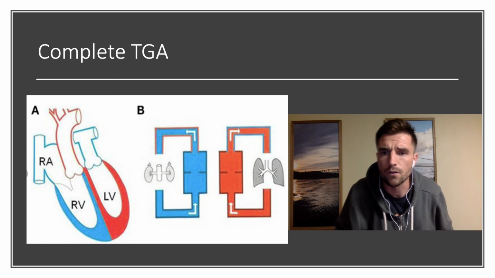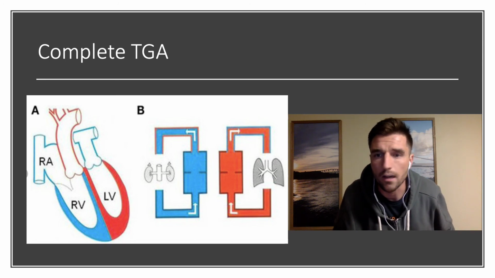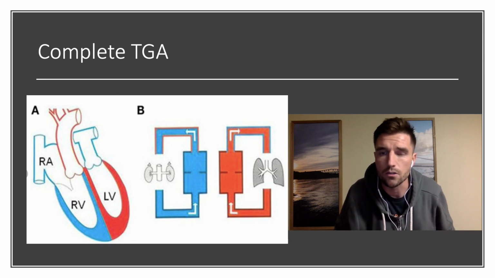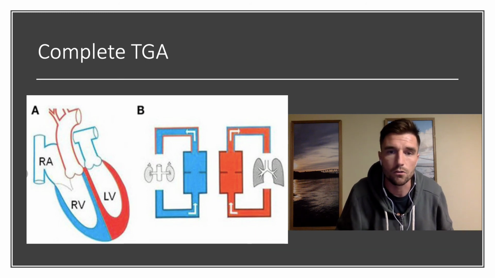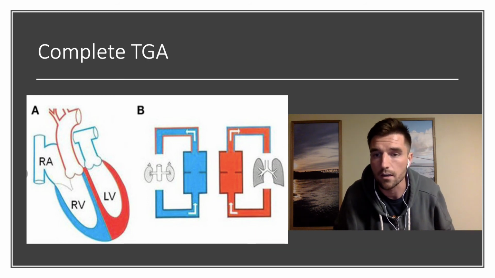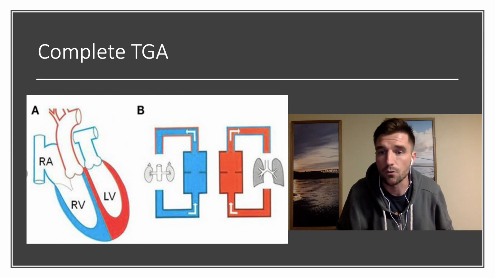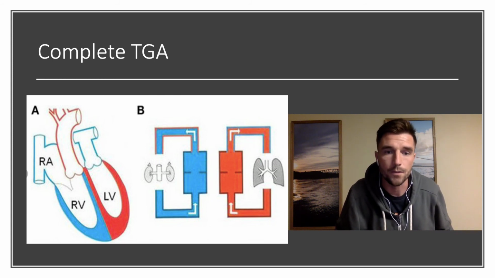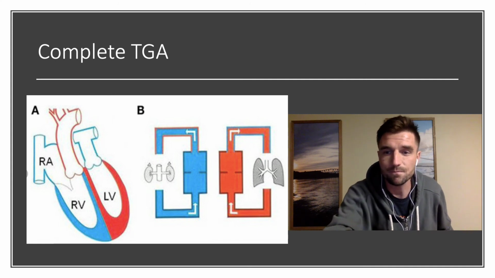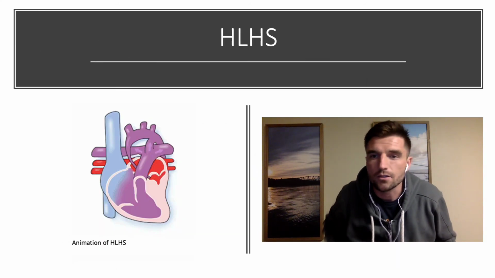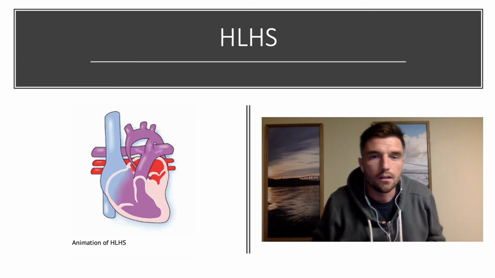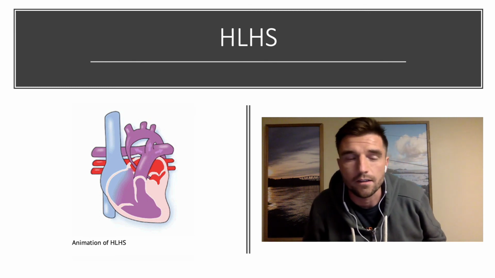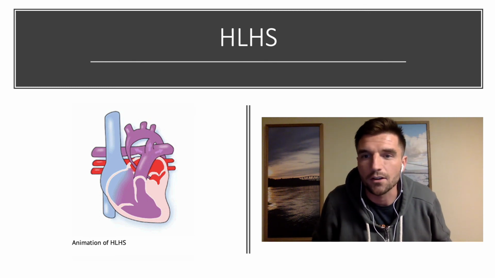And I encourage you, if you've never seen this before, go online, go to YouTube, and Google this procedure. It's called the Rashkind procedure, or just atrial septostomy. Watch this. It's a pretty cool cardiac catheterization-based procedure. That's really neat to watch. So let's talk about hypoplastic left heart syndrome and why an atrial septal defect is necessary, and then we can finally wrap this talk up.